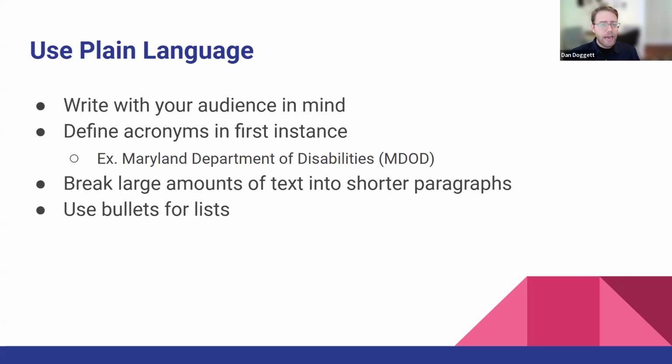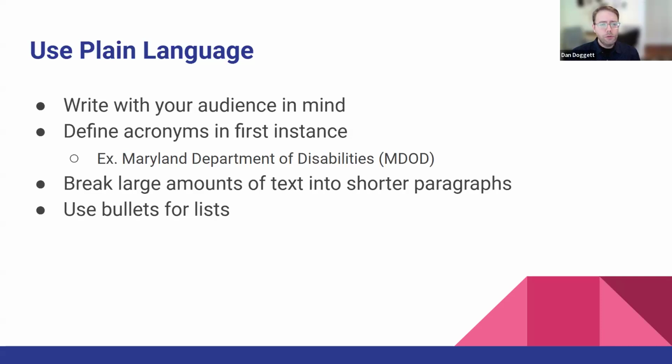That means that, especially here in government, we use a lot of acronyms. So it's very important to define acronyms in the first instance. My example here is the Maryland Department of Disabilities, then in parentheses, MDOD. And then from then on, I can refer to it as MDOD because I have already explained what that is from the beginning.